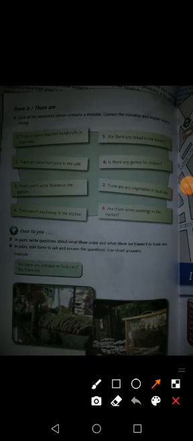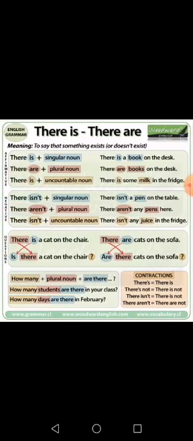Our lesson for today is about there is and there are. Today we are going to talk about there is and there are: when to use there is and there are, and how to use there is and there are.